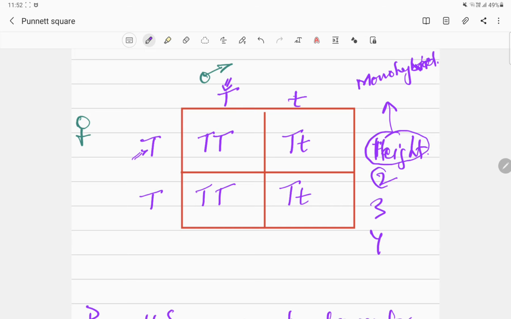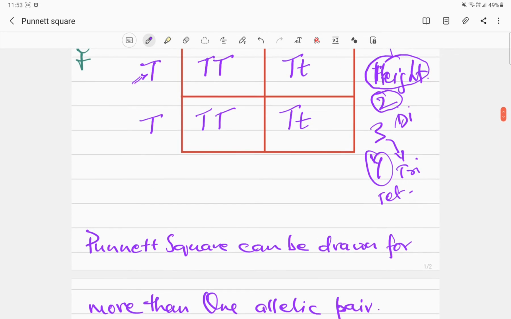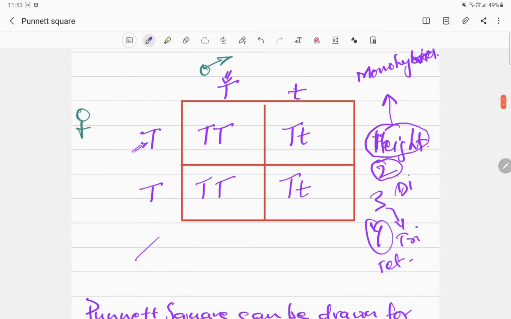And if we are conducting an experiment taking two characteristics into account, we call it a dihybrid cross. If we are taking into account three, we call it a trihybrid cross. If we are taking four into account, we call it a tetrahybrid cross, and so on and so forth. But as the number of characteristics for study increases, the complexity of the Punnett square also increases, which we will study sometime in the future.